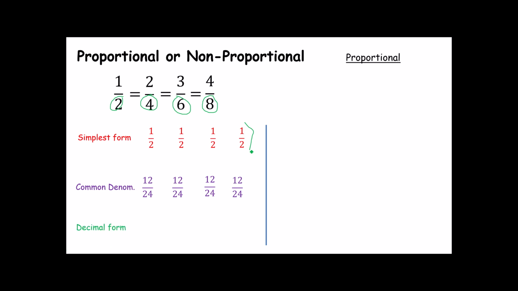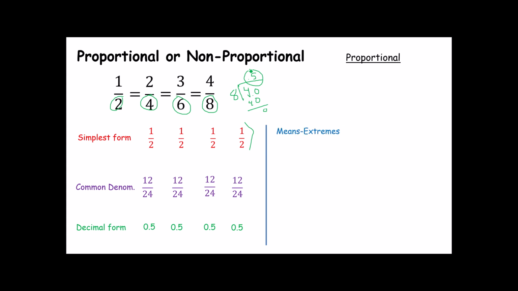Another way would be to write them in decimal form. 1/2 as a decimal is 0.5. 2/4 as a decimal is 0.5, and 3/6 and 4/8 are both 0.5. Just in case you're unsure how to write fractions as decimals, just remember you always take the numerator divided by the denominator. 8 won't go into 4, so I add a decimal and a 0. That gives me 40. 8 times 5 is 40 with a remainder of 0. You get 0.5. Just a quick mini lesson for you right there.